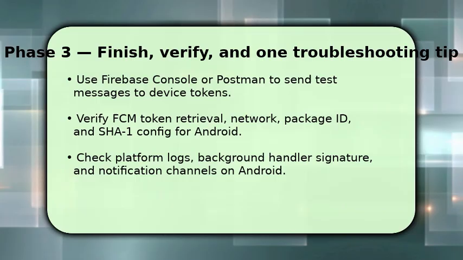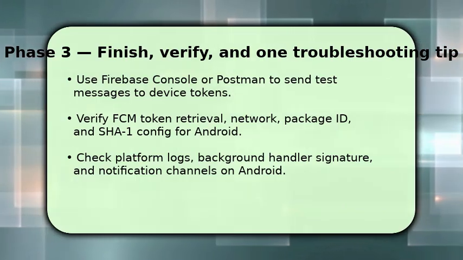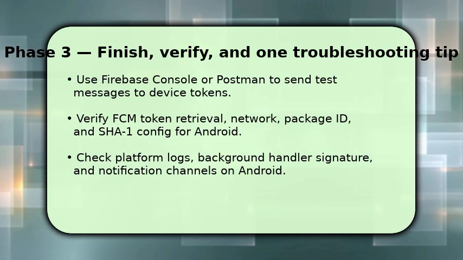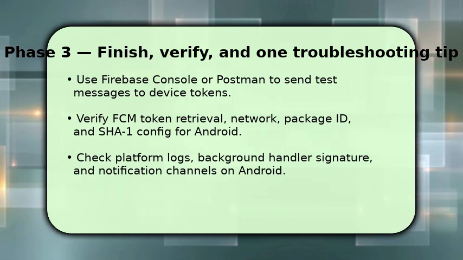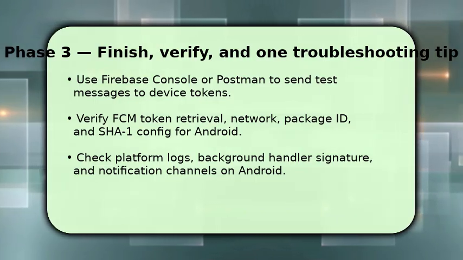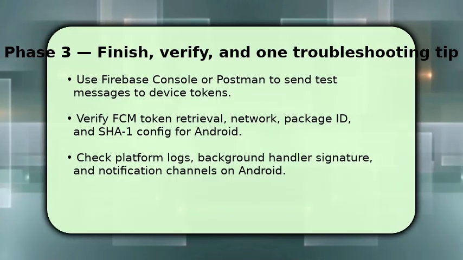If something breaks, make sure the token is current, SHA-1 is configured for Android, notification channels exist, and your background handler matches the required signature. One key troubleshooting tip is to inspect device logs to spot permission or token errors.